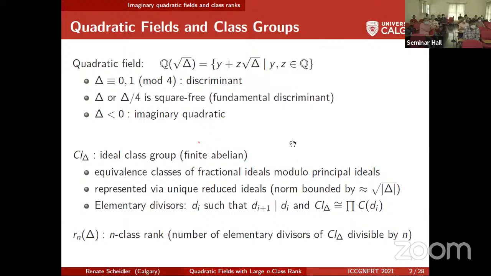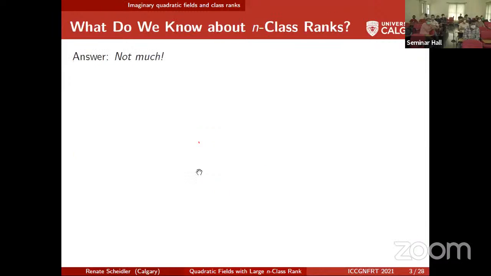For a given positive integer n, the n class rank is the number of elementary divisors in the class group that are divisible by n. So it's the number of these d_i's that are divisible by n. That is the n class rank. Sometimes we also just call it the n rank of the class group. And this is the object that we're interested in. So what do we know about this? Well, the answer is we don't know much. We really don't know much about these n class ranks.